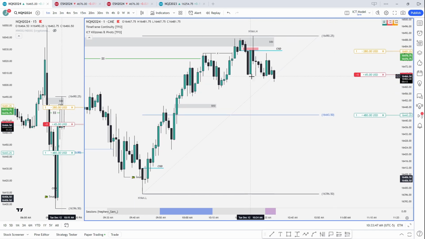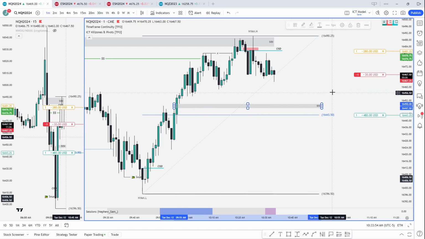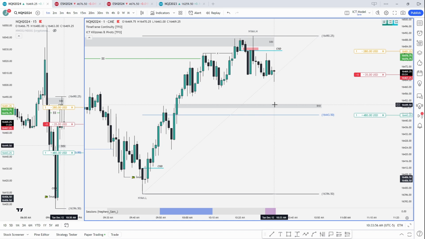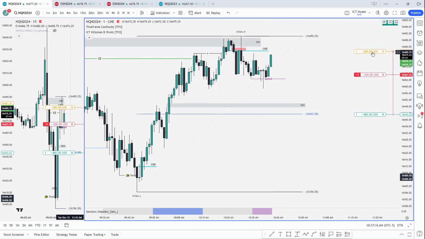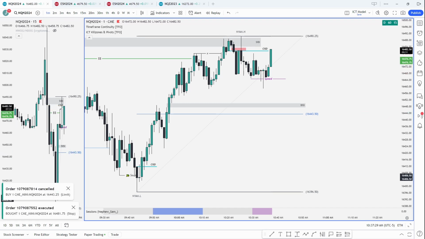We see the propulsion block holding mean threshold. So everything's basically lining up. We don't have any imbalances until this gap here. So preferably you would see speed all the way until this gap. I don't know if we will get it, but that's preferred. Alright, so we didn't get the speed, we just wicked into it. If we take out the stop, that's fine. We're in consolidation here. I'm not going to move it or close it early. This is where I would just let it take my stop. And there's a stop out.